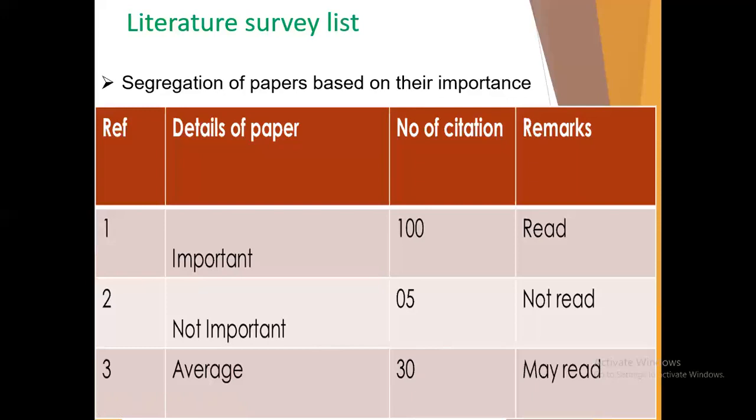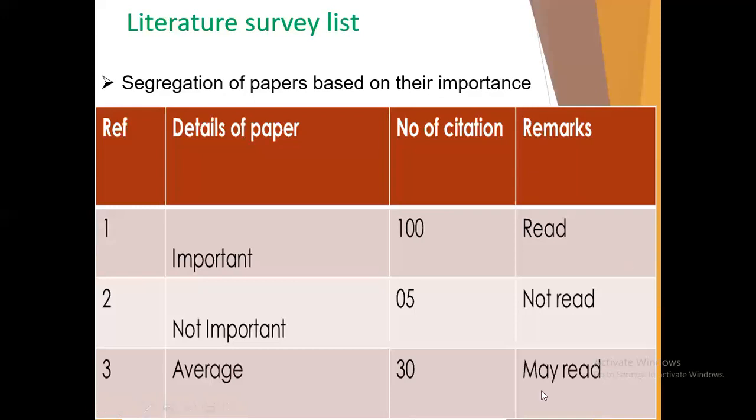In that case, whenever you are doing a literature survey, try to make three different folders: one is important, one is not important, and one is average. Out of these three segregations, important means you will have to go for a thorough read, and for non-important and average, whenever you need, you may go through them. Otherwise you can keep them in a separate folder.